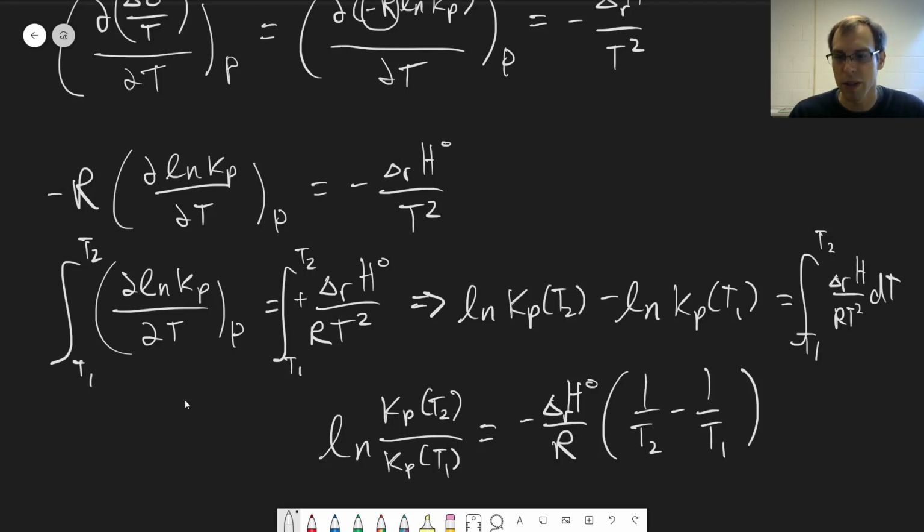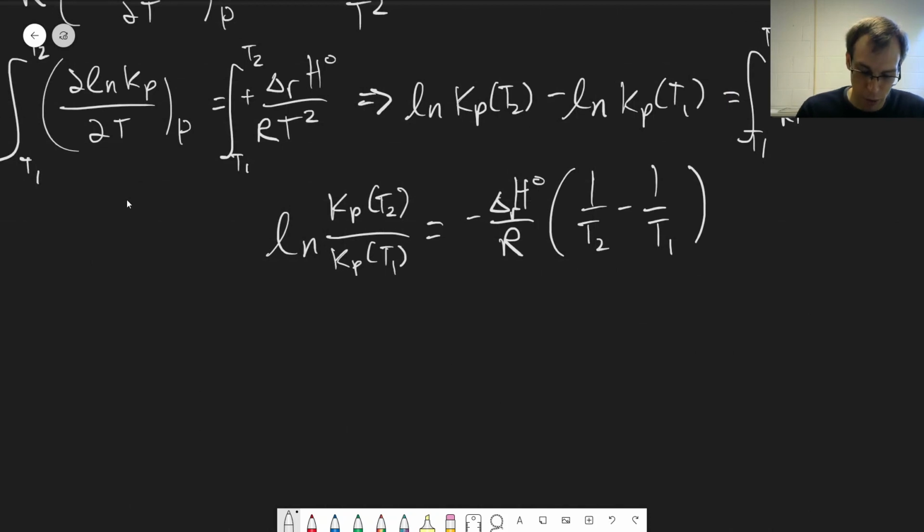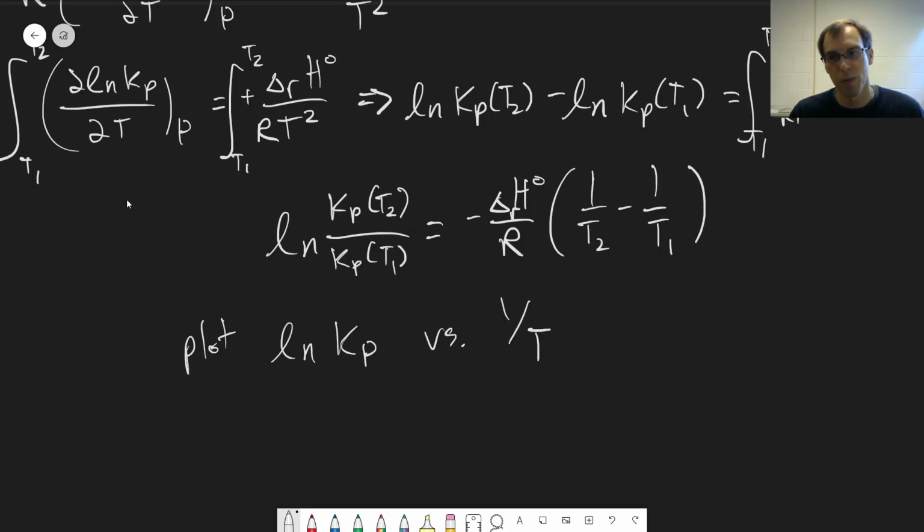One other thing we can do is, if we are able to measure multiple equilibrium constants as a function of temperature, we can plot the natural log of the equilibrium constant versus 1 over the temperature. We'll get a straight line, and the slope would be equal to negative ΔH naught over R. So this is yet another way to find enthalpies. In this case, it's an enthalpy of reaction instead of, say, an enthalpy of vaporization or whatever else.